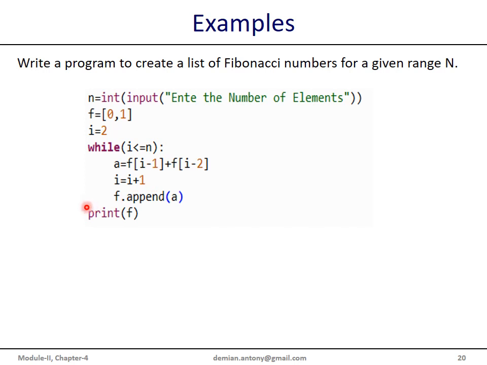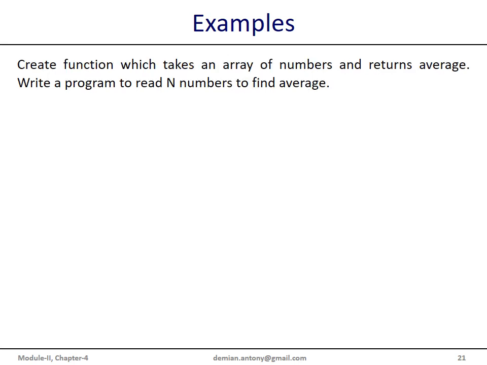And finally we display the list as it is. Even you can display with a meaningful message and element by element by using the for statement. Here we are displaying the list as it is, which gives the Fibonacci sequence for a given range.